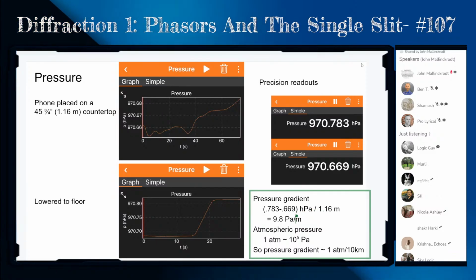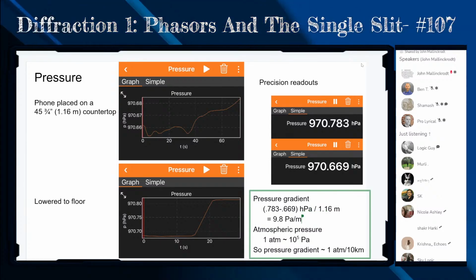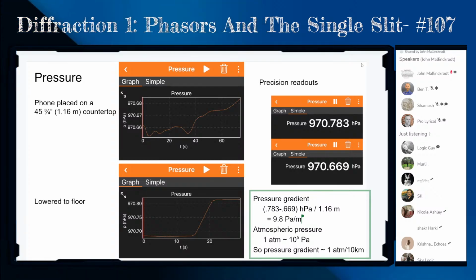Now, what's a Pascal? A Pascal, formally, is a Newton per square meter. It's the metric unit of pressure, to be compared with pounds per square inch. The metric unit of force is newtons. The metric unit of area is square meters rather than square inches. And so it's the metric unit of pressure.